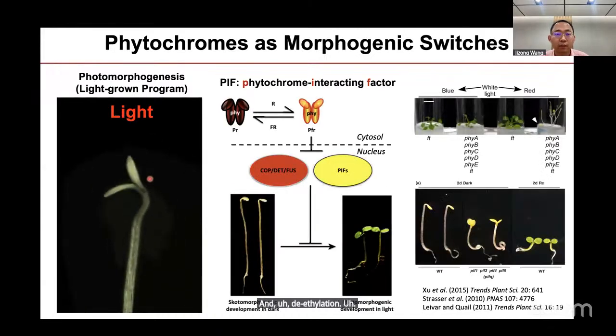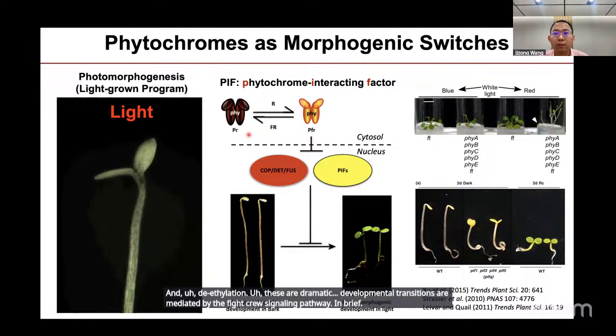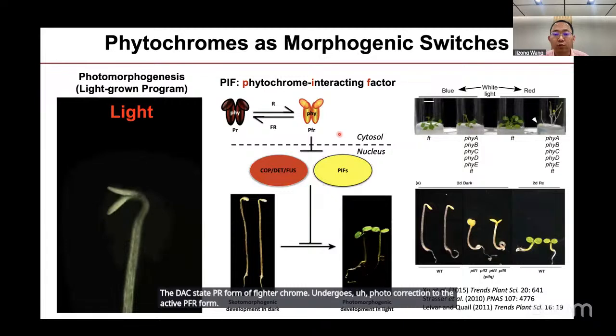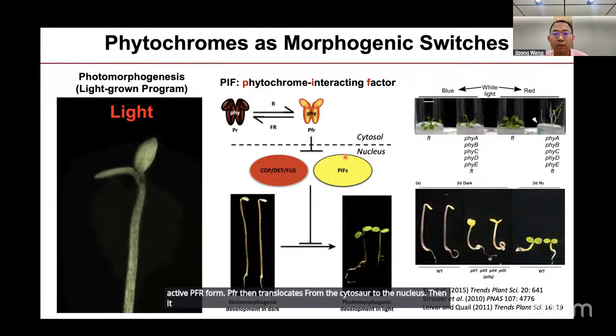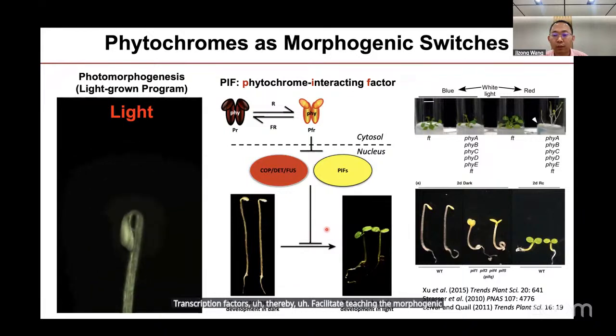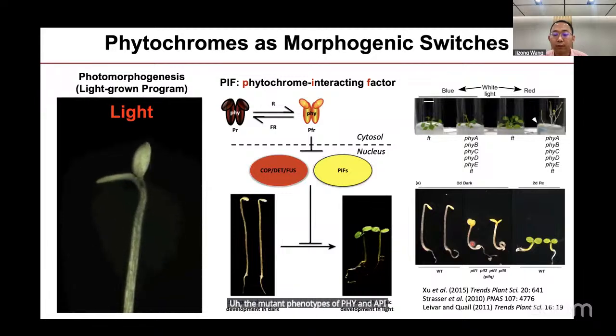These dramatic developmental transitions are mediated by the phytochrome signaling pathway. In brief, the dark state PR form of phytochrome undergoes photoconversion to the active PFR form. PFR then translocates from the cytosol to the nucleus. Then it binds and inhibits PIF transcription factors, thereby facilitating the morphogenic switch. The mutant phenotypes of PHY and PIF validate their functions.